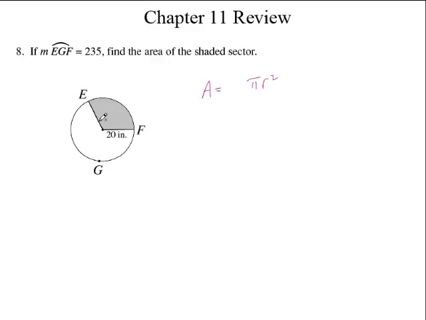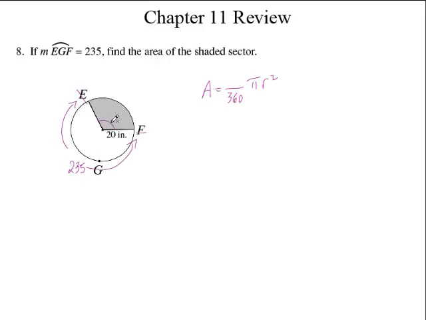So how many degrees is this out of the whole entire circle? Well, it's out of 360. Now is this angle right here 235? Well, let's see what they tell you. They tell you the measure of the arc is 235 of arc EGF. So this whole thing right there from E to G to F is going to be 235.